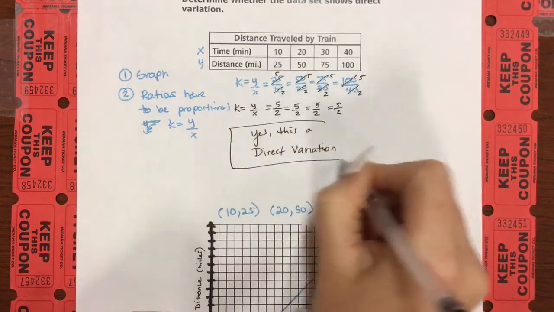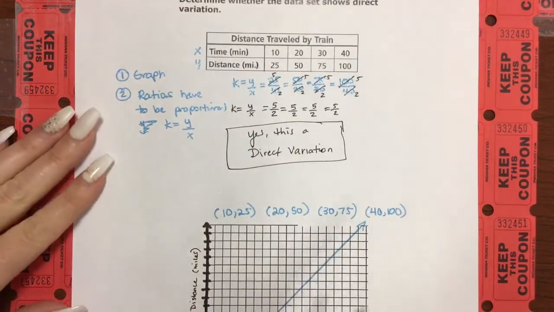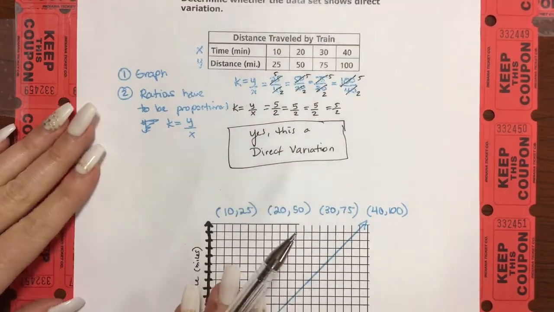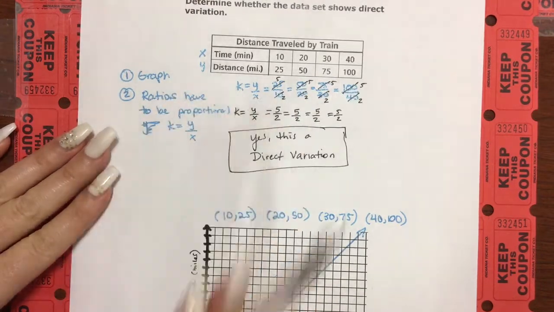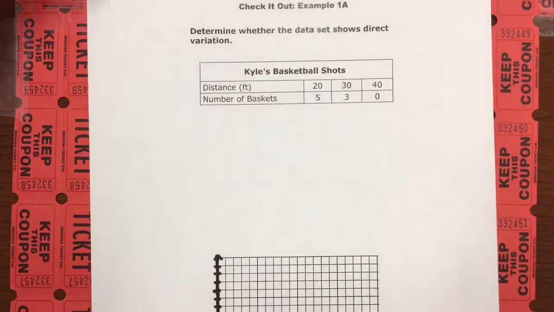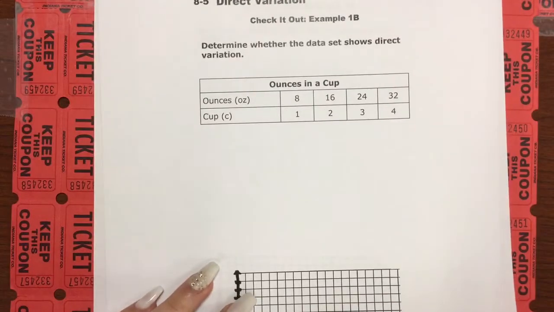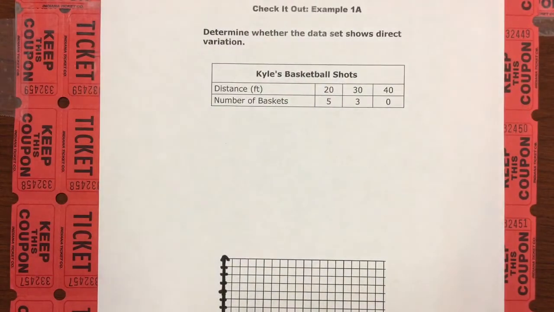All right. And we solved it graphically and by looking at the constant of variation and the ratios and making sure they're proportional in the table. So now it is your time, ladies and gentlemen, to check it out. You're going to have to do check it out example 1A and check it out example 1B. Okay, so let's go at it.